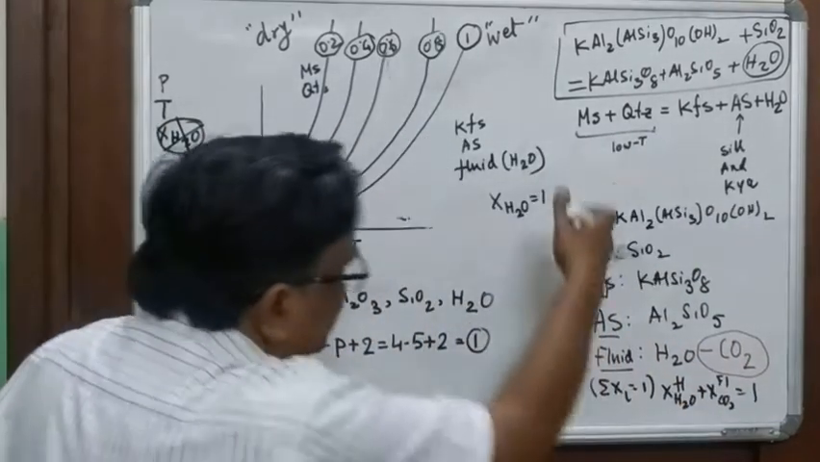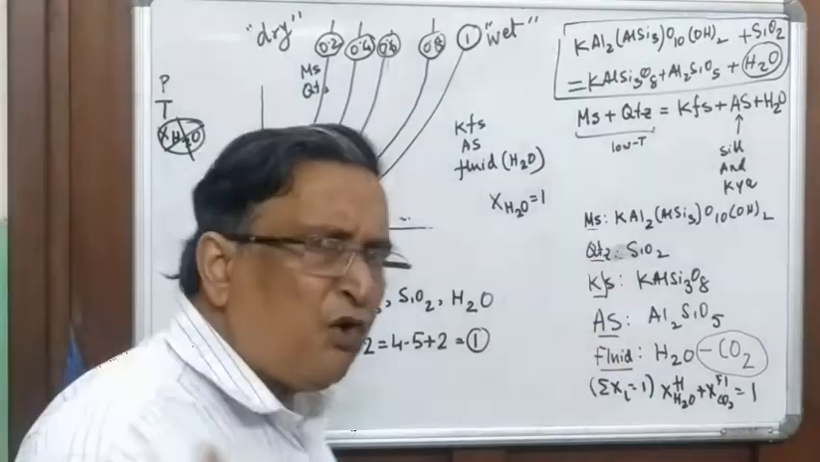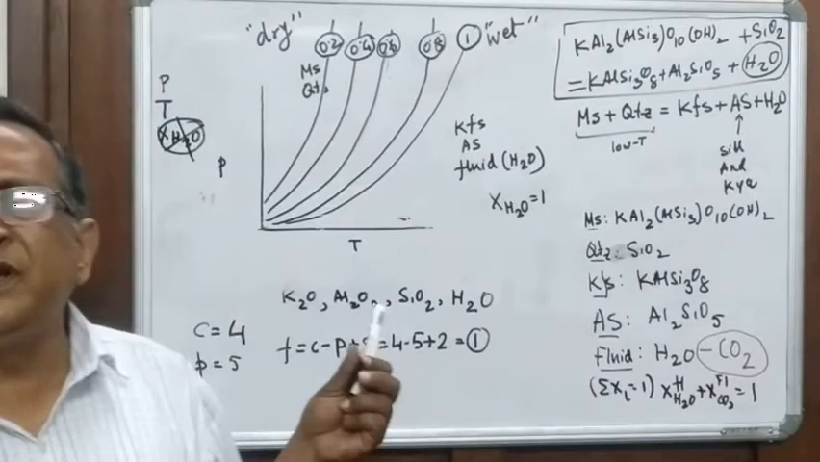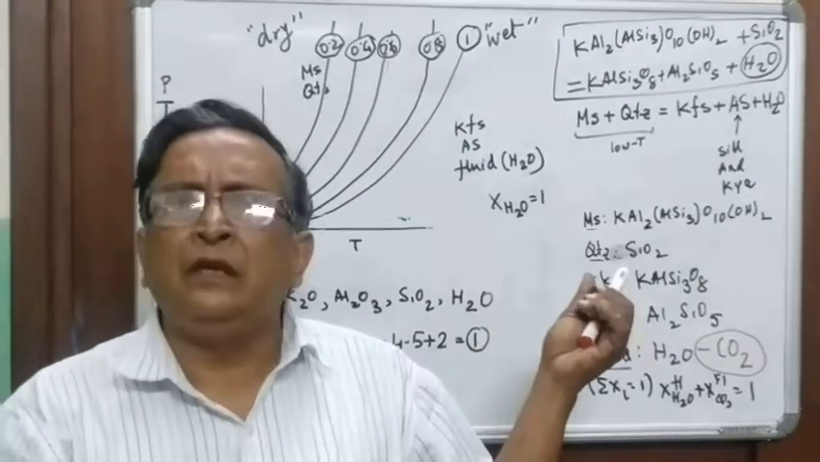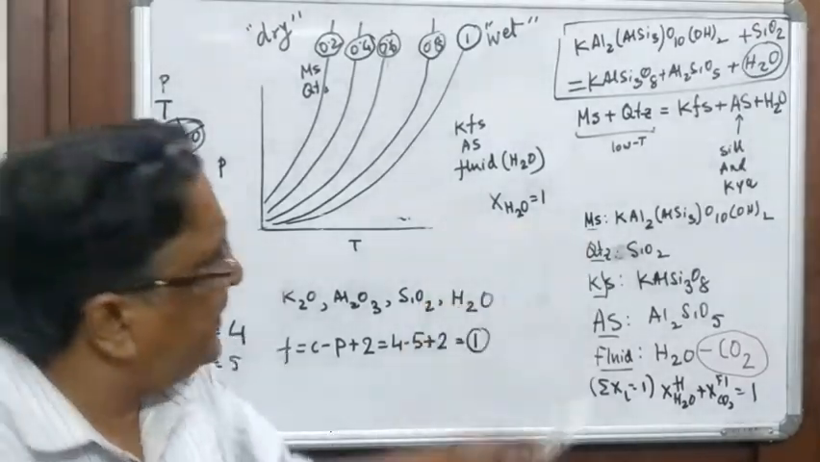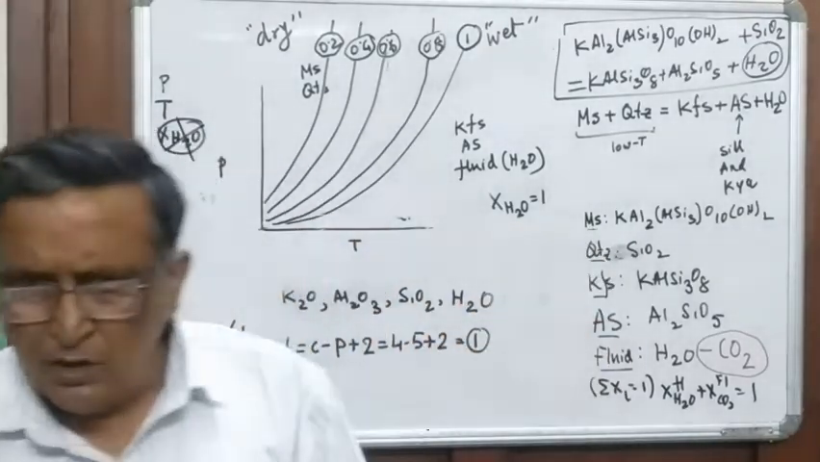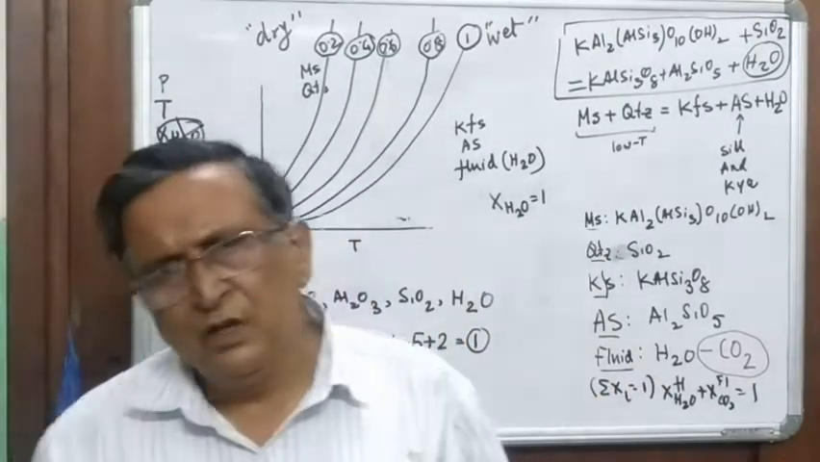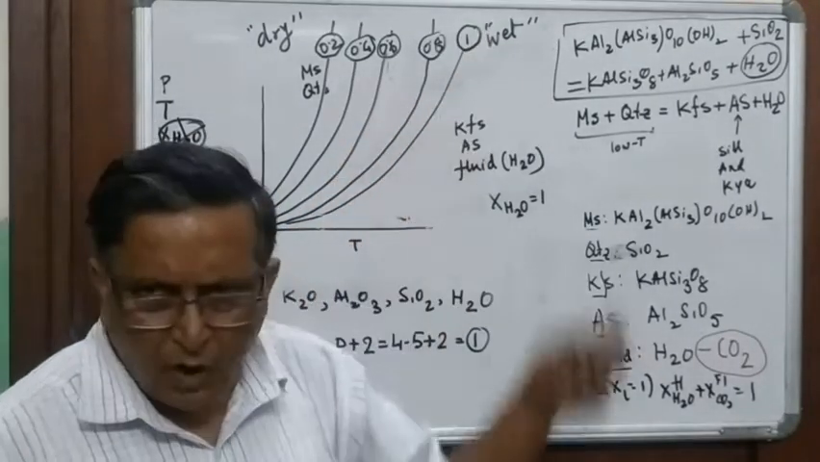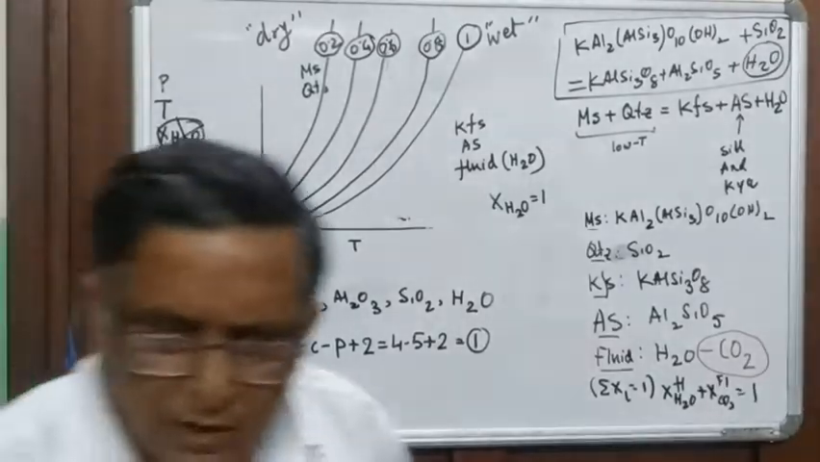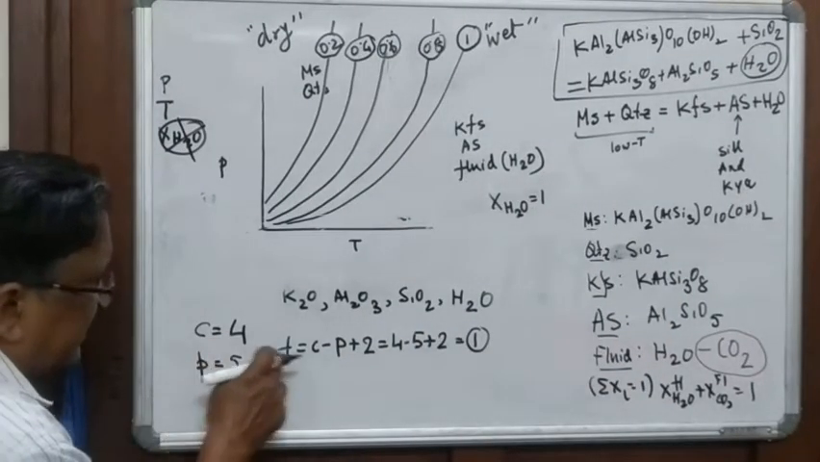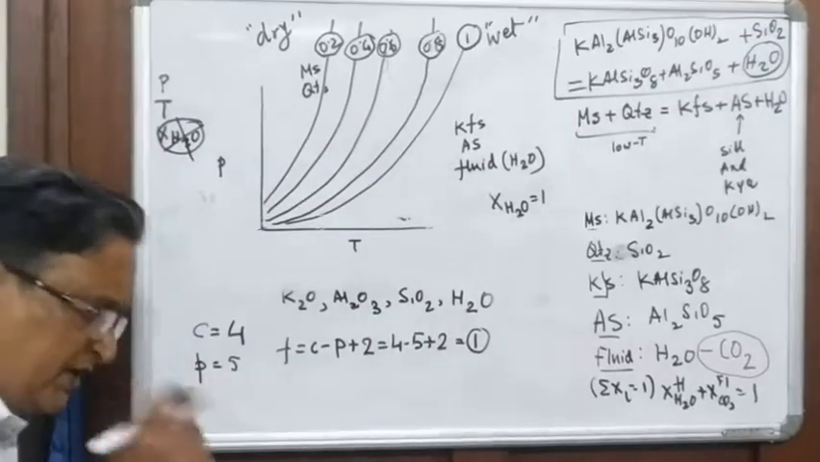What are the other things? The other things are all pure phases. So all of their activities, phase component activities, are unity. Unity, all are pure phases. Also fluids, as we have taken it along curve 1. All are fluids. So C equal to 4, P is equal to 5, F is equal to 1.